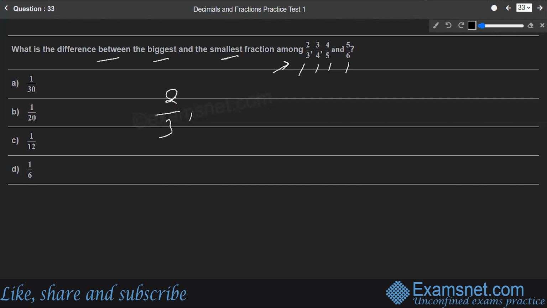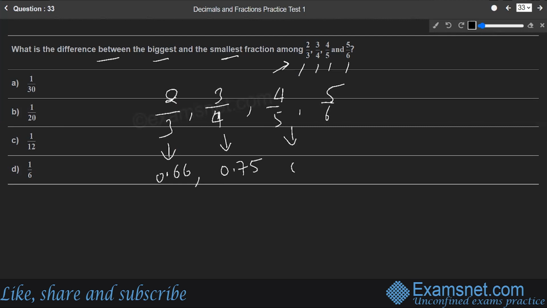An easy way could be to find these in decimals: 2 by 3, 3 by 4, 4 by 5, and 5 by 6. If you find the values in decimal form, then 2 by 3 is nothing but 0.66 recurring till infinite. 3 by 4 is nothing but exactly 0.75.